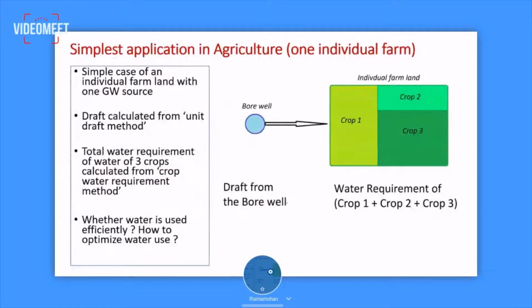Now let us further go to a discussion on a case study. This is a very, very simple case study related to agriculture. And to make it much simpler, I have taken one individual farm.